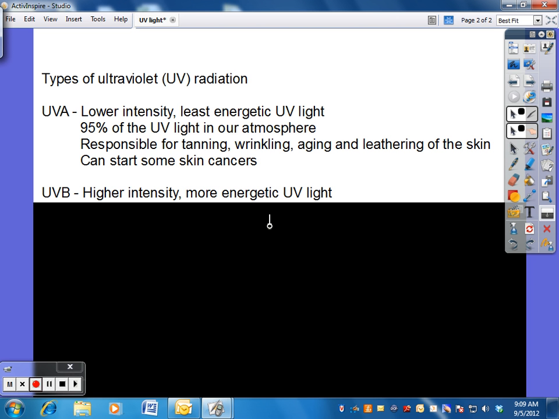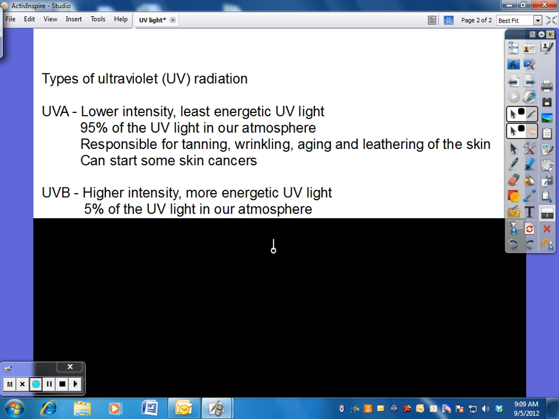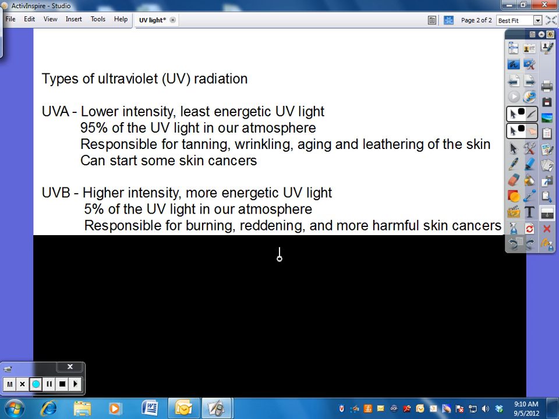There's also UVB light, which is ultraviolet B, and that's higher intensity, more energetic ultraviolet light, so further from the visible spectrum, closer to the X-ray. And it is 5% of the ultraviolet light in our atmosphere. So it's higher intensity, more energetic, it's more damaging, but it's also only 5% of the ultraviolet light in our atmosphere. And that's responsible for burning, reddening, and the more harmful skin cancers.